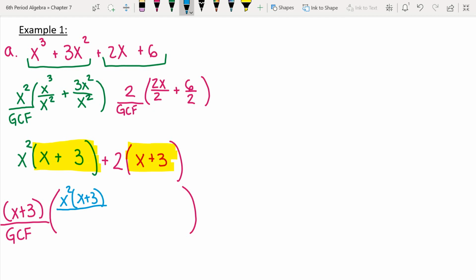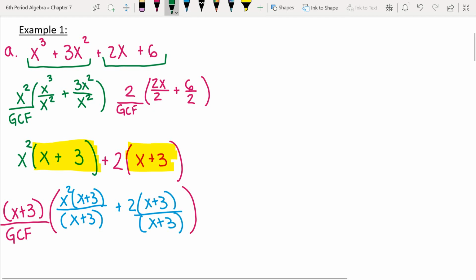So I take x squared times (x plus 3), and I'm technically dividing out x plus 3, plus 2 times (x plus 3) divided by (x plus 3). Now what's happening here is that the x plus 3 on the top part of my fractions is the exact same thing in the bottom. They cancel each other out. That's what factoring really allows us to do. It's dividing it out and canceling it out.